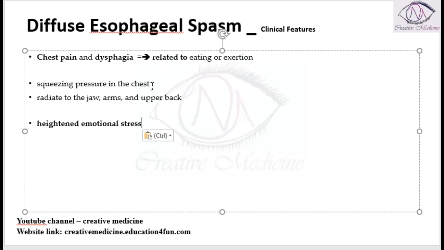Even in myocardial infarction you will see chest pain, which is a squeezing type of chest pain radiating to the arms, jaws and upper back. But the main difference is that in esophageal spasm, it is also related to eating.